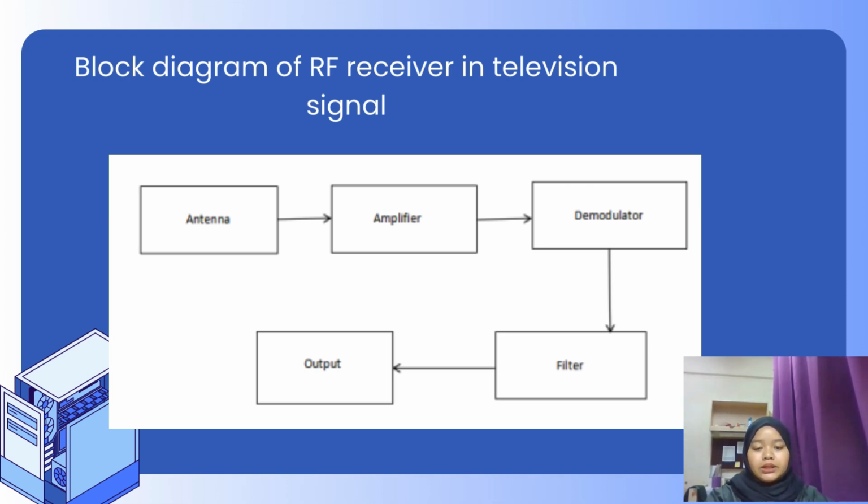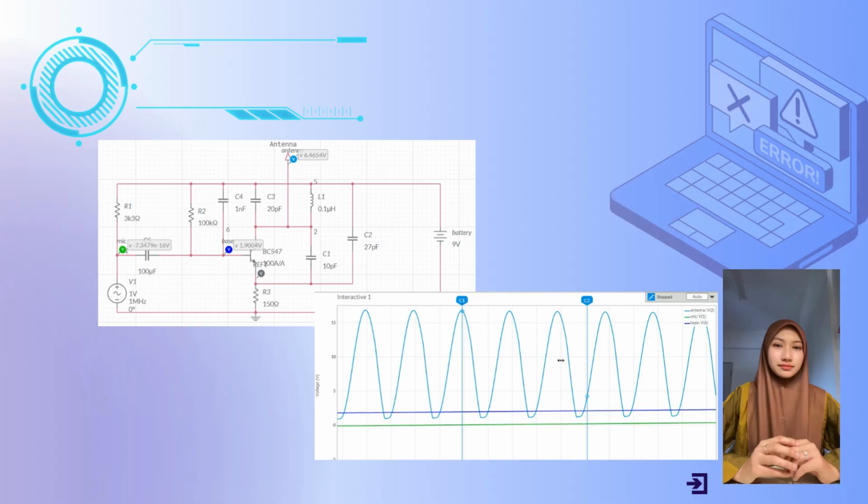For the end user, it serves as the ultimate interface between the receiver and the user, providing the intended content in a suitable format. This process enables the RF receiver to reproduce the transmitted information.